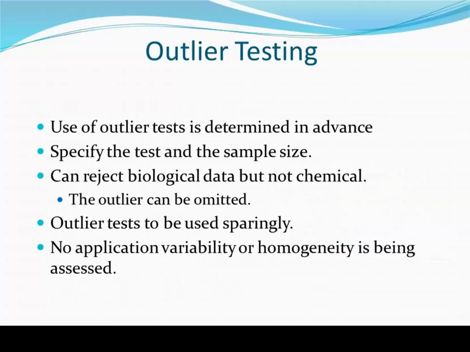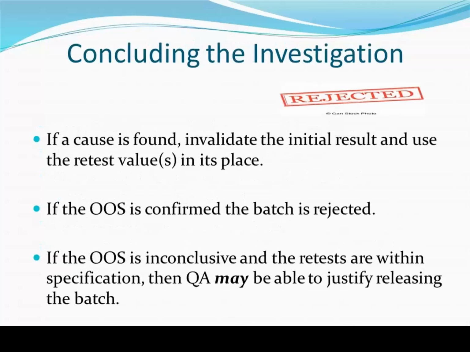If you have biological assays or antibiotic assays where you do want to utilize statistical outlier testing, again, you'll be writing a protocol determining what test you're going to be doing in advance, the test and the sample size. You will also be able to perhaps reject the biological data. But again, you have to make sure that you're not applying this to the chemistry tests.